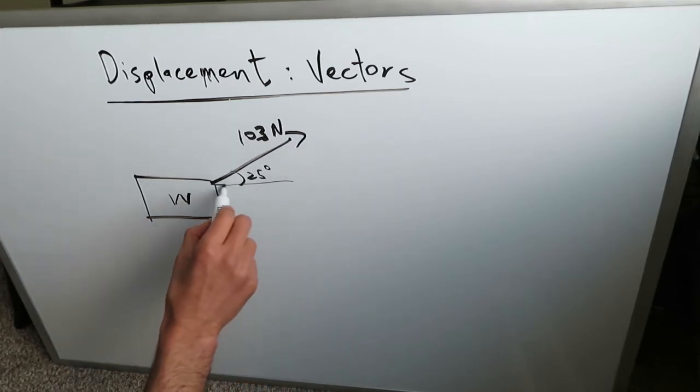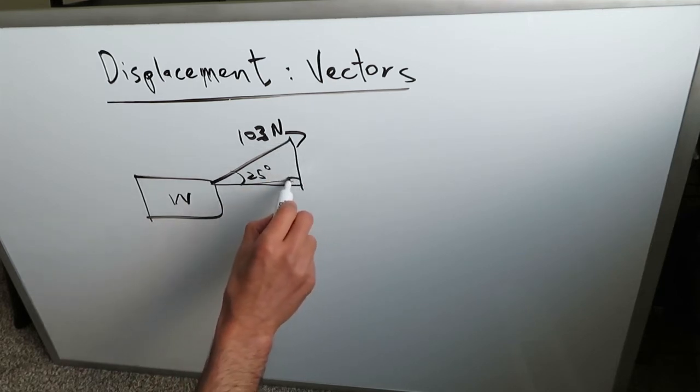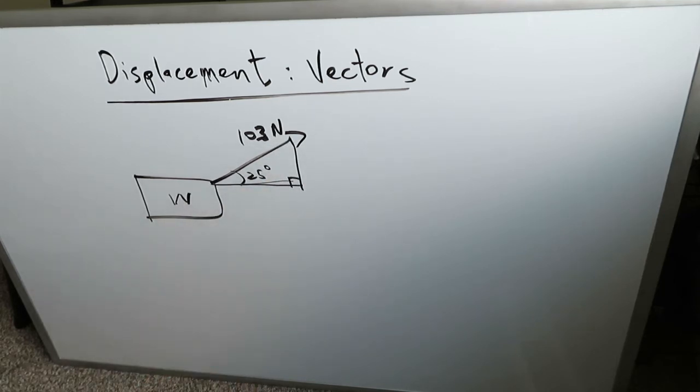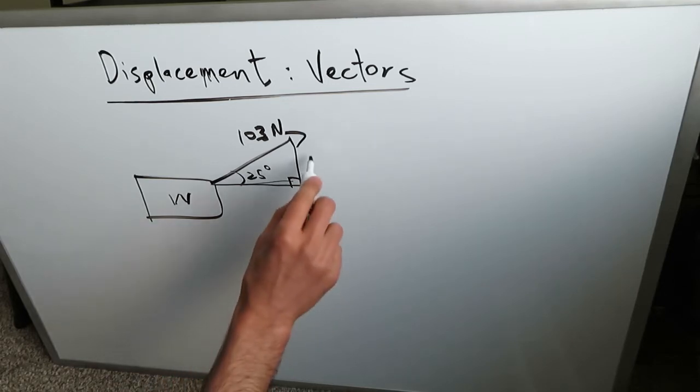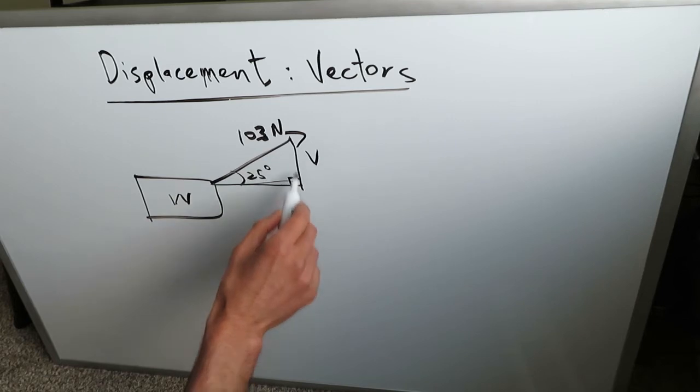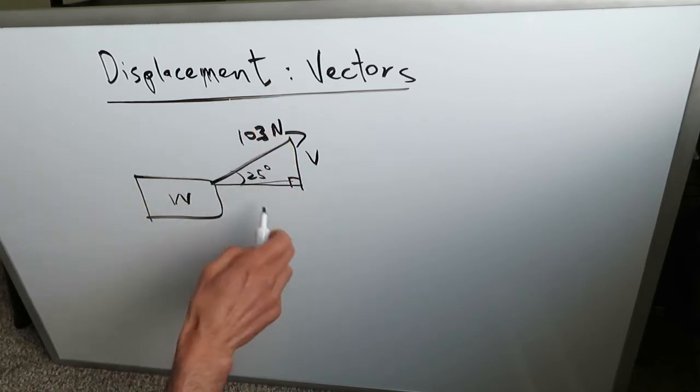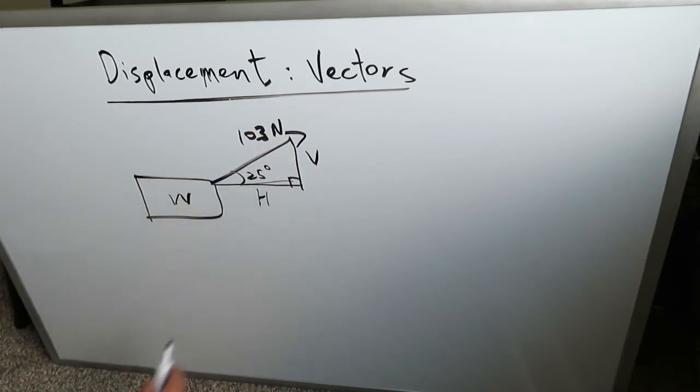The easiest way to do that is to extend this out, make a right triangle, and understand that we have to use simple trigonometry to calculate the horizontal and vertical components. My vertical component is this V, this y-axis line, and my horizontal component is this H, the x-axis line. To determine the vertical component is not hard.